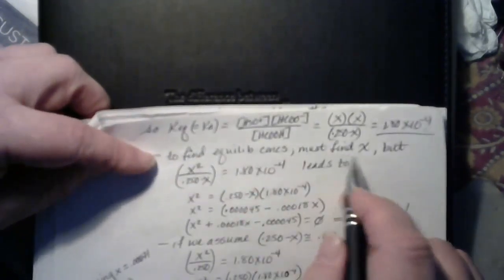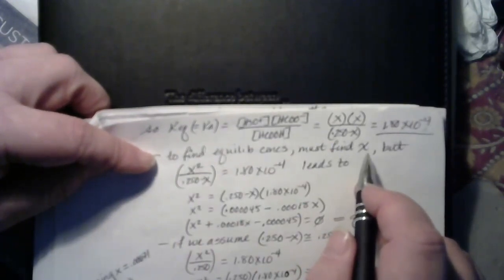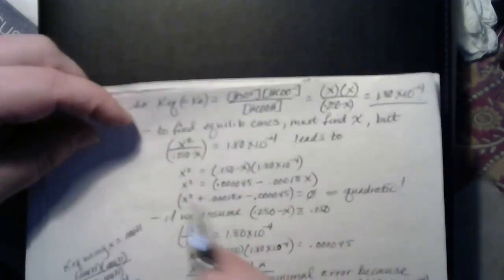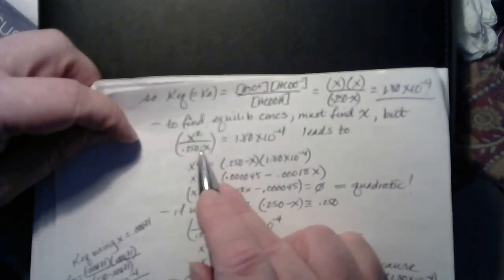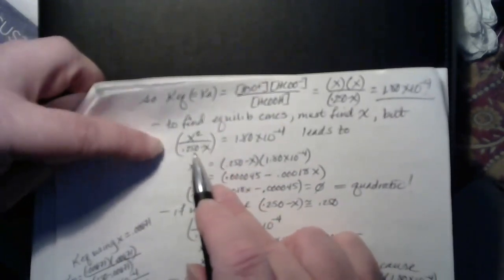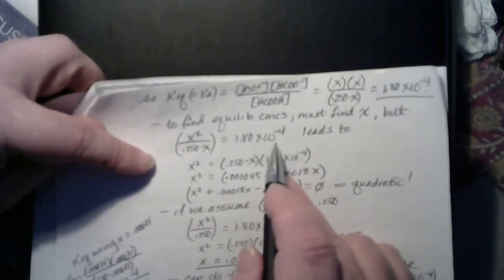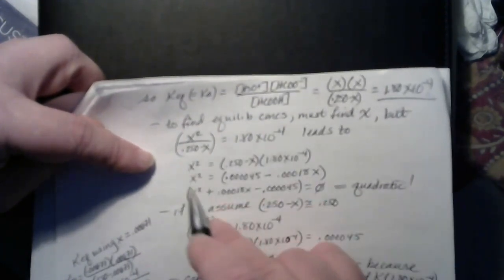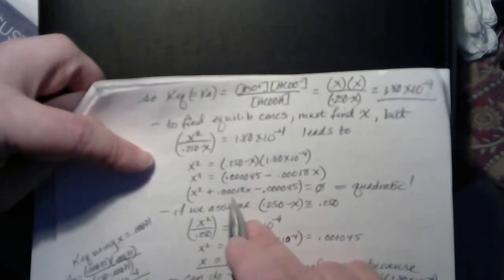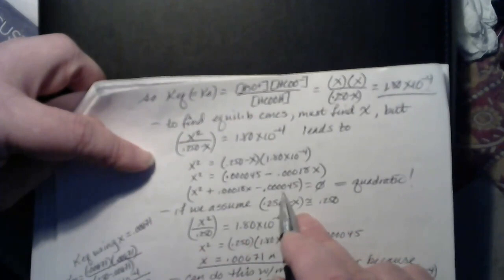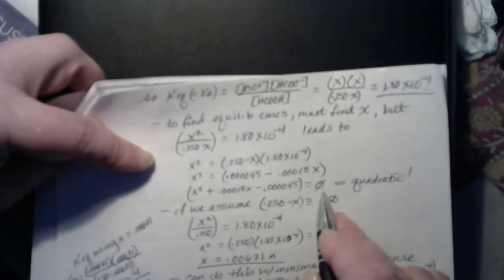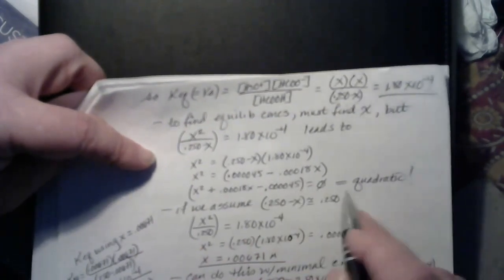And so to find the equilibrium constant, you've got to find X. But unfortunately, when you straighten out this equation, X squared over 0.250 minus X equals 1.80 times 10 to the minus 4, you end up with, ultimately, X squared plus 0.00018X minus 0.00045 equals 0. And that is a quadratic equation.